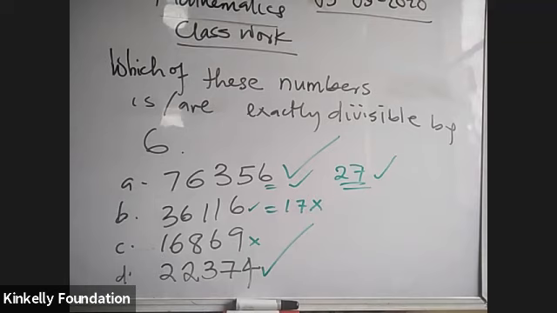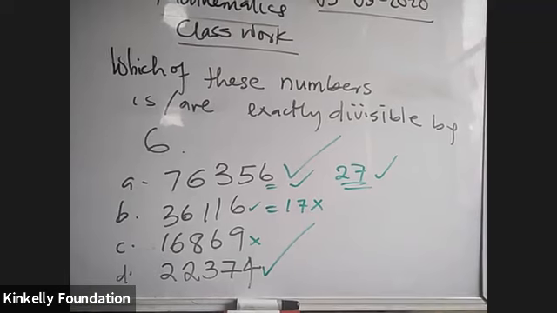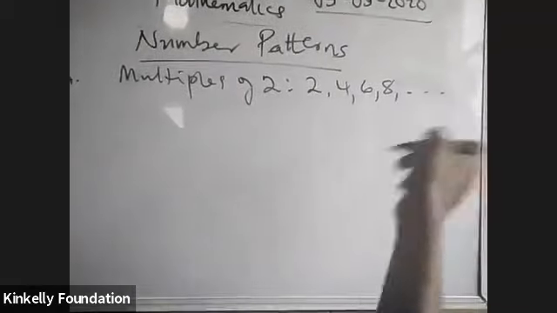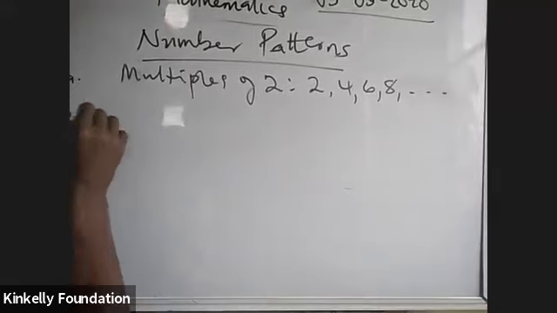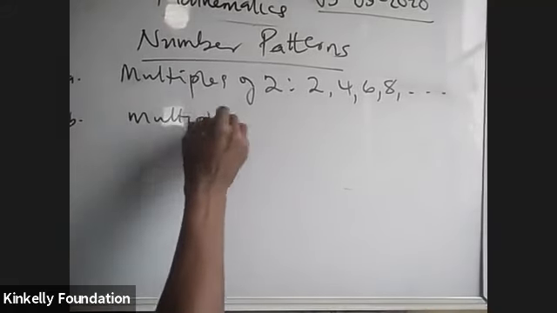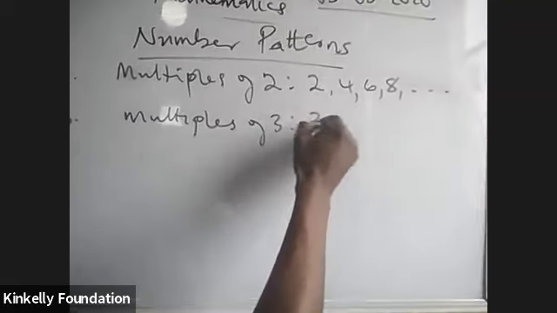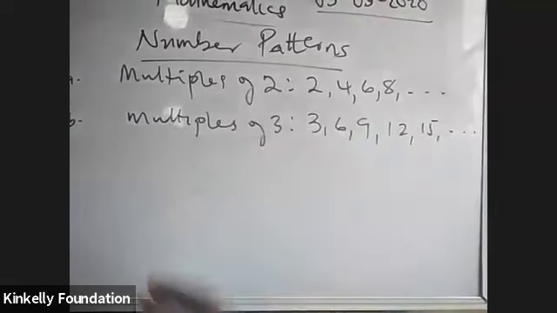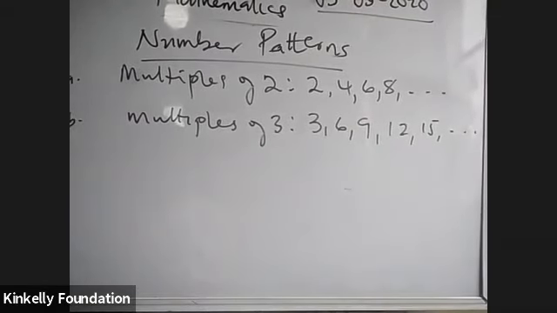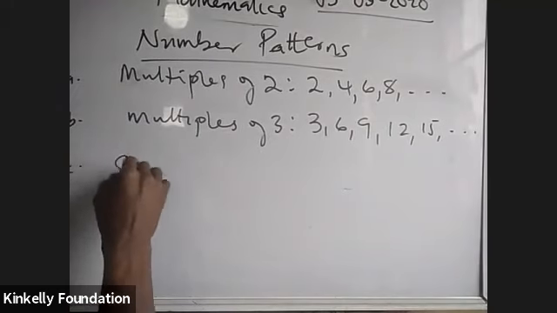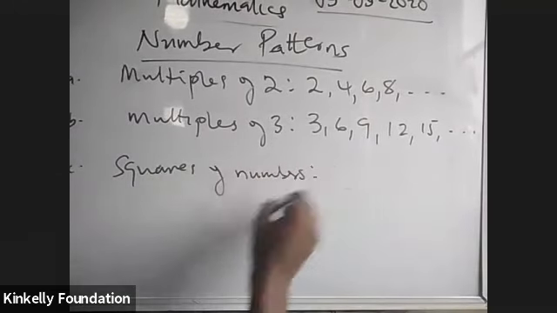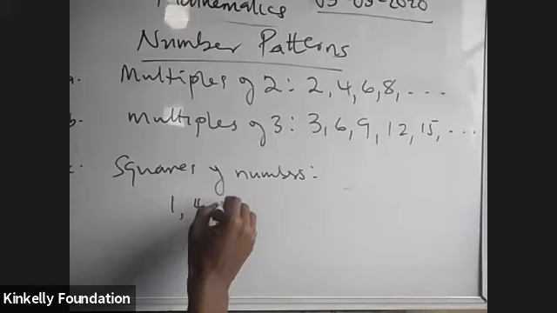Let's just quickly look into number patterns before we end the class. When we talk about multiples of 3, we have 3, 6, 9, 12, 15, and so on. Now, we also have squares of numbers, like we have 1, 4.